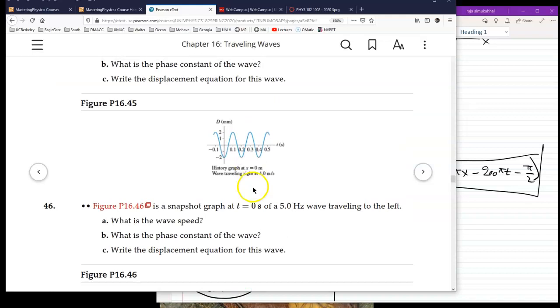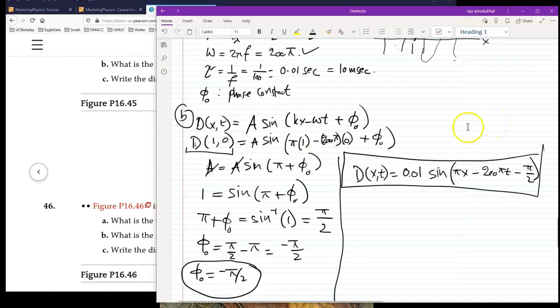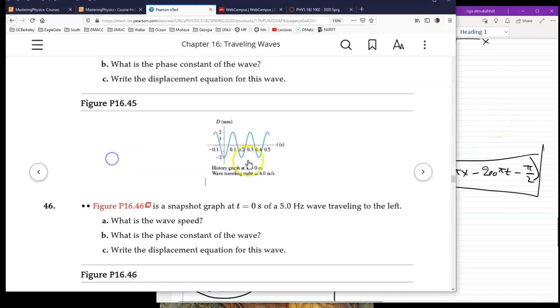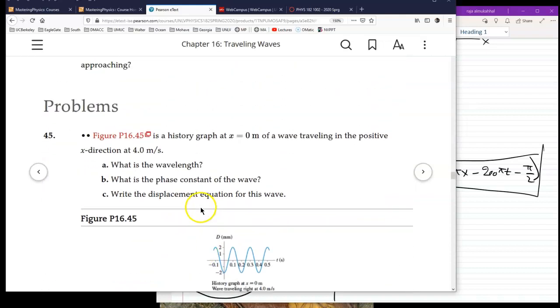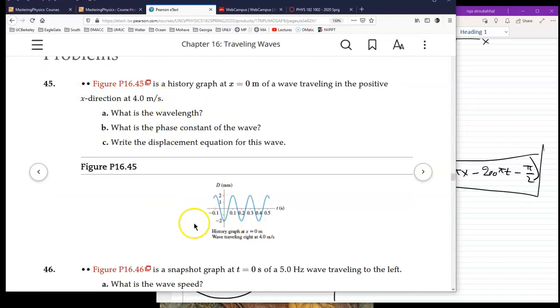Oh, cool. It only magnifies that. I thought it would magnify everything, which I don't want. Okay, good. Anyway, there we go. So we have a graph. It says, whoops, sorry, not this one. 45, there we go. What is the graph? Oh, this one here. Okay, I got it. So this is the statement, and this is the graph.